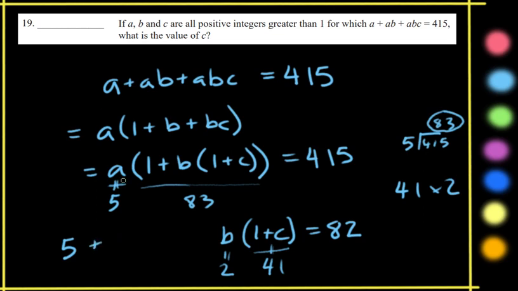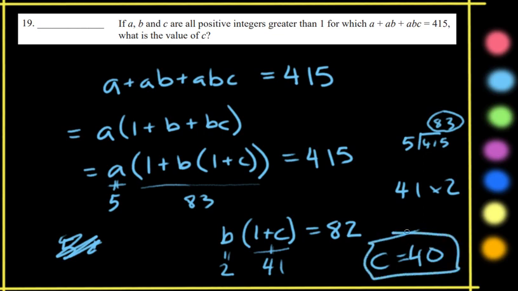What do they want to know? Oh, they only want to know the value of C. So we don't need to worry about A and B. C is just going to be 40, because 41 is 1 plus C. So C equals 40. That's our final answer. We'll put it up here, 40.